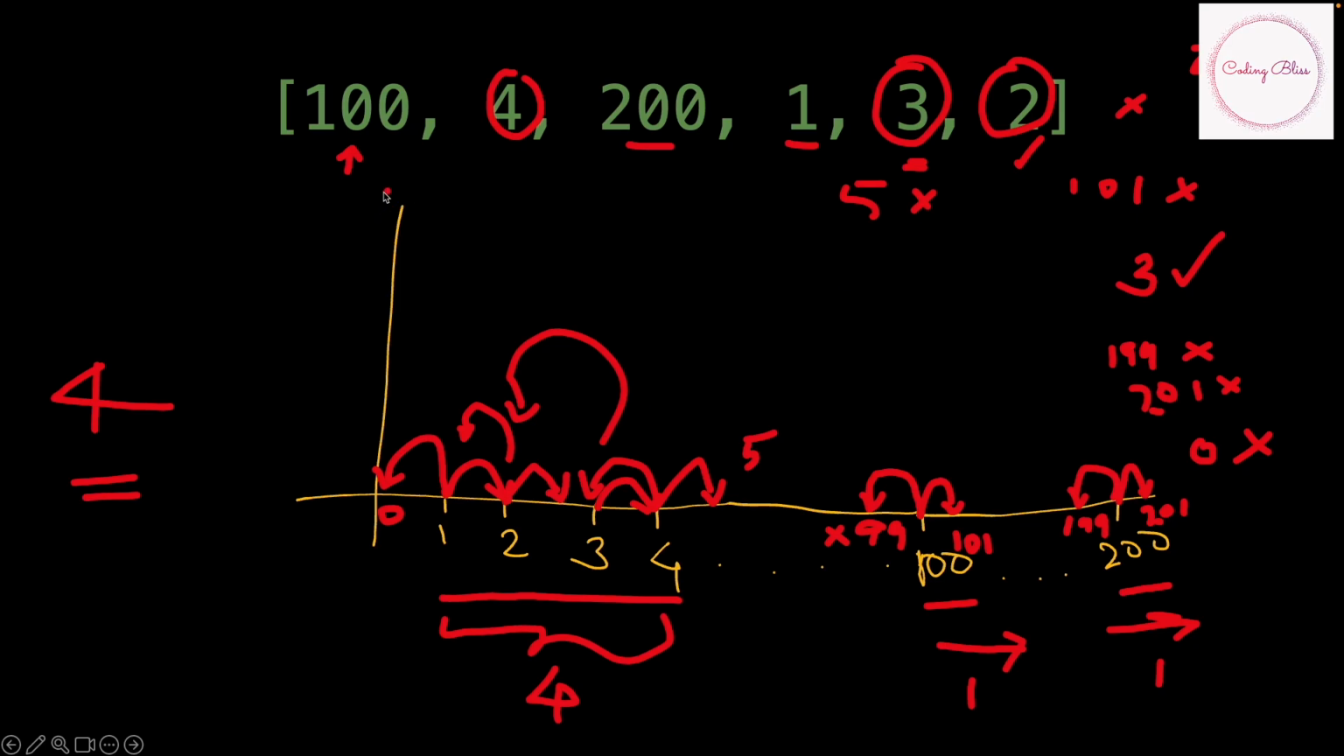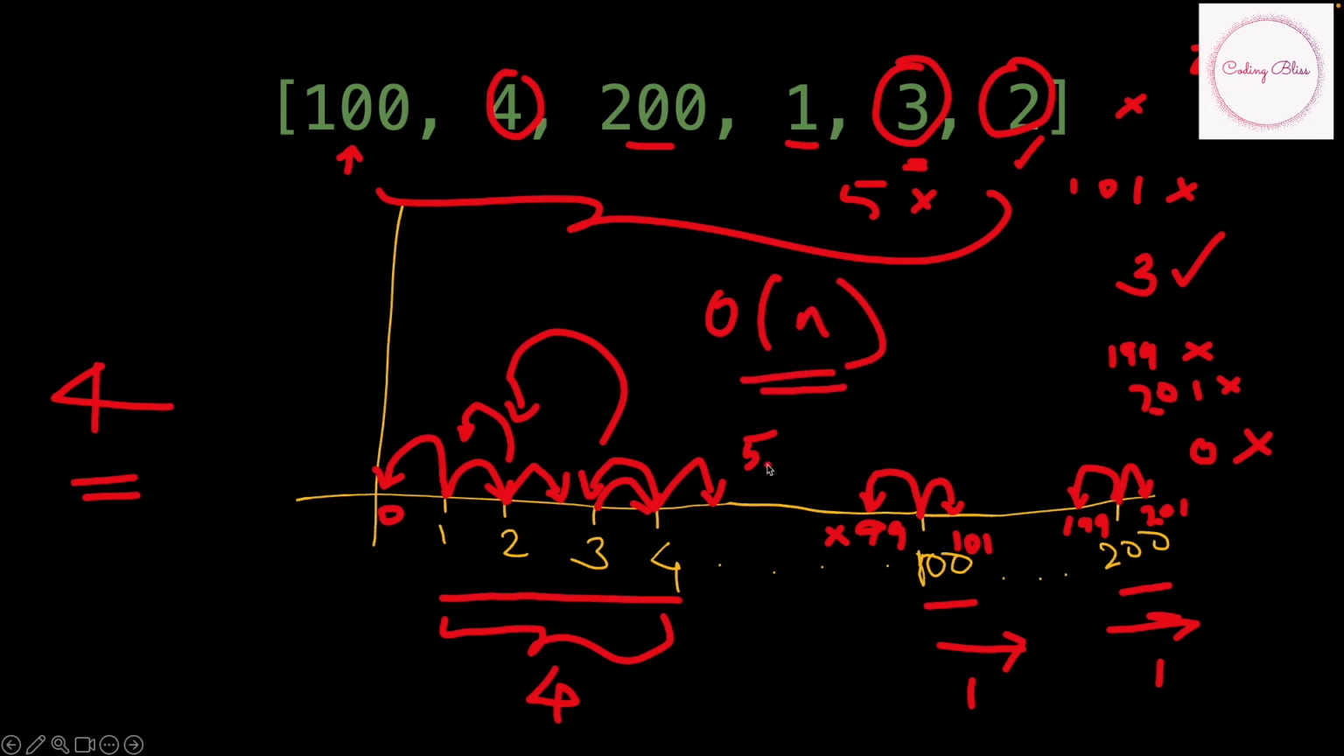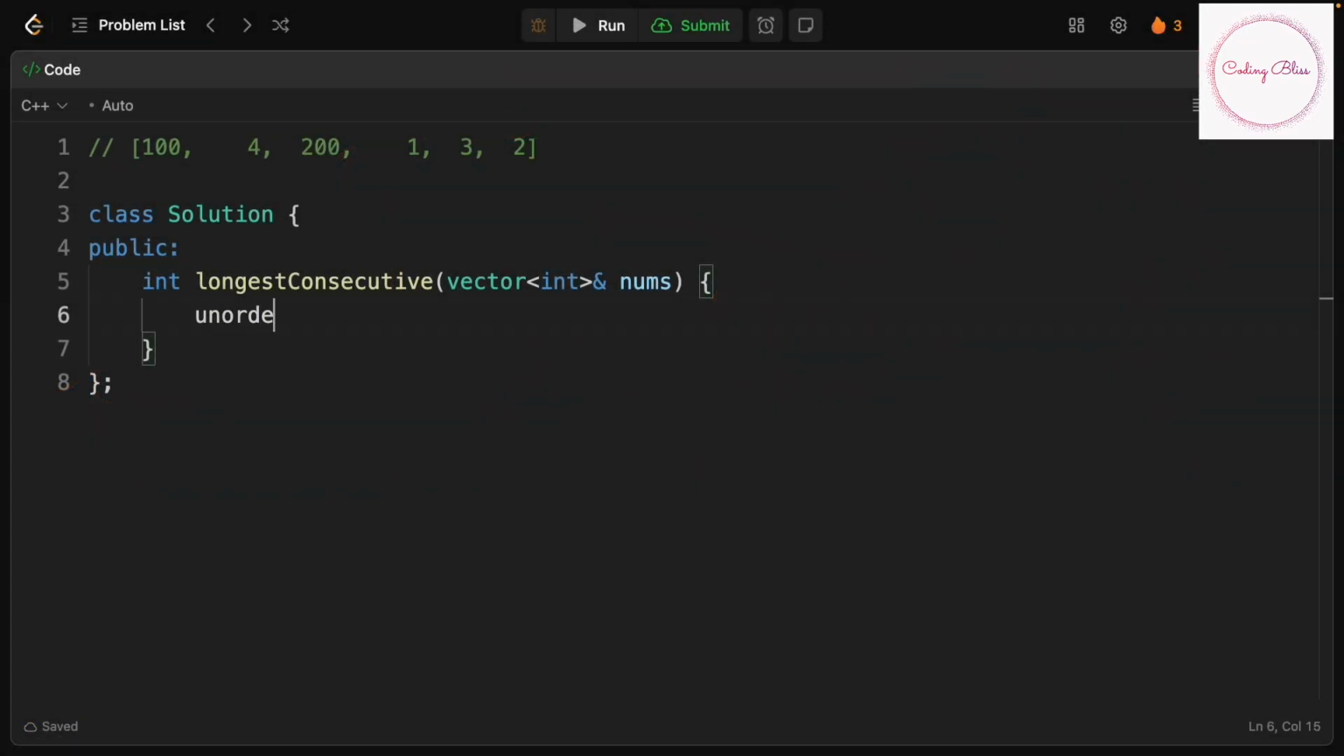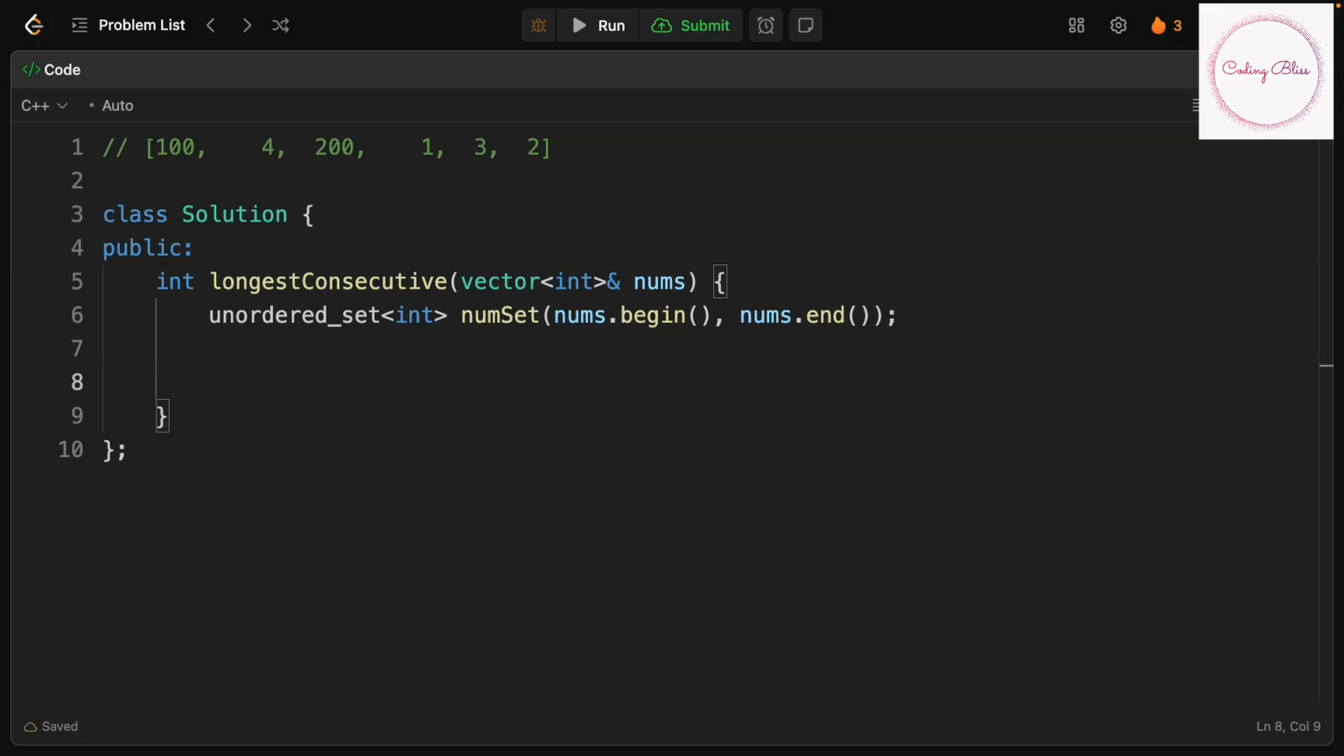And if you see, this entire thing can be done in one pass. So the overall time complexity will be order of n. The space complexity will also be order of n. So to start with, we will create a set with all the elements of nums. This should have all the unique elements that are part of this vector. We will iterate through each element of the set.